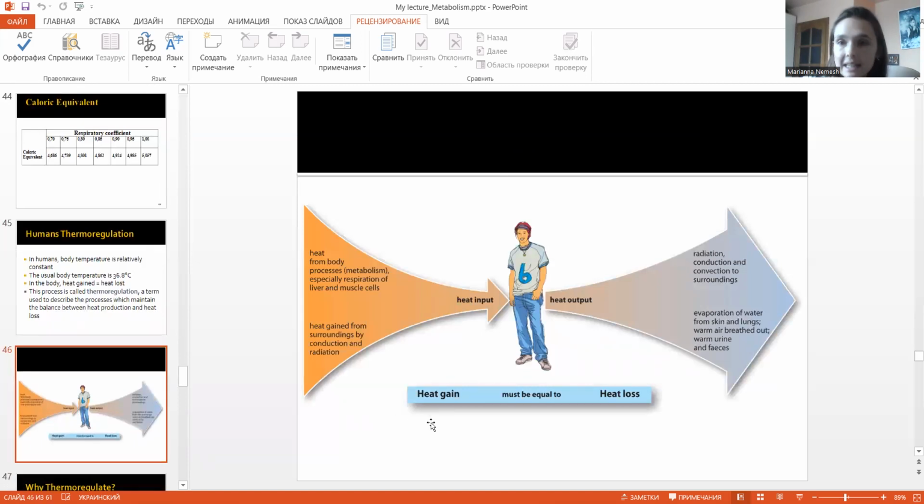So how can we gain heat? Through metabolic processes, different kinds of metabolism, especially respiration in the liver or muscle tissue. Heat gain from the surroundings by conduction and radiation. How is heat going to be lost? By radiation, conduction, convection to the surrounding area, evaporation of water from the skin and lungs, warm air breathed out, and warm urine and feces.